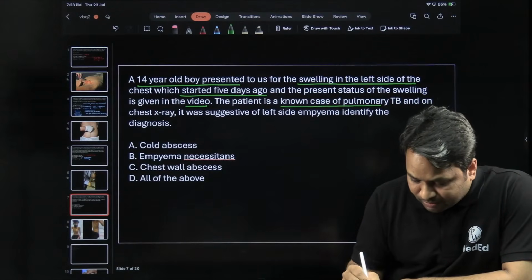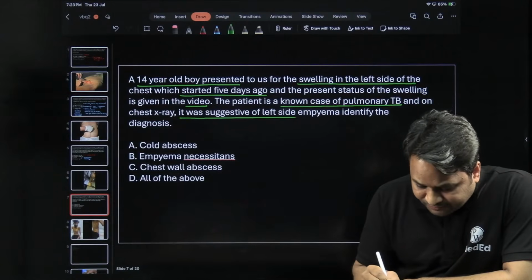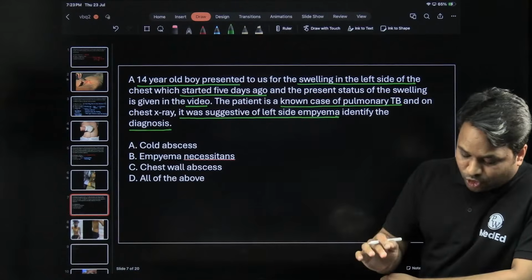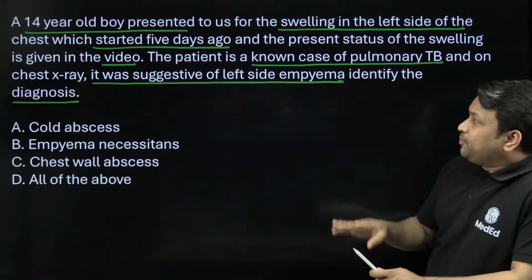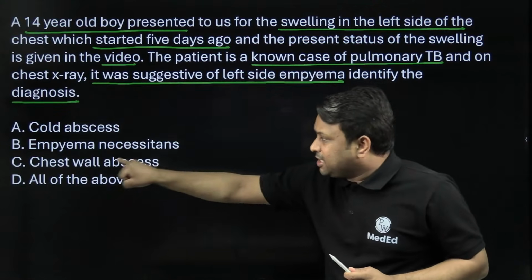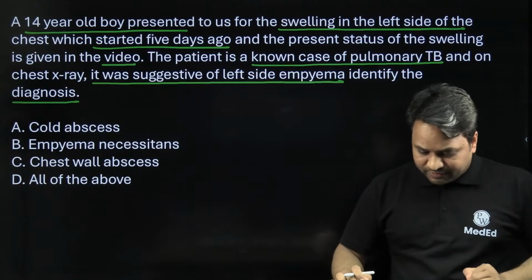The patient is a known case of pulmonary tuberculosis. On chest X-ray, it was suggestive of left-sided empyema. Identify the diagnosis. What are the 4 options that I have? Option number 1, is it a cold abscess? Is it an empyema necessitans? Is it a chest wall abscess? Or all of the above? Clear? Okay, let's look at the video.